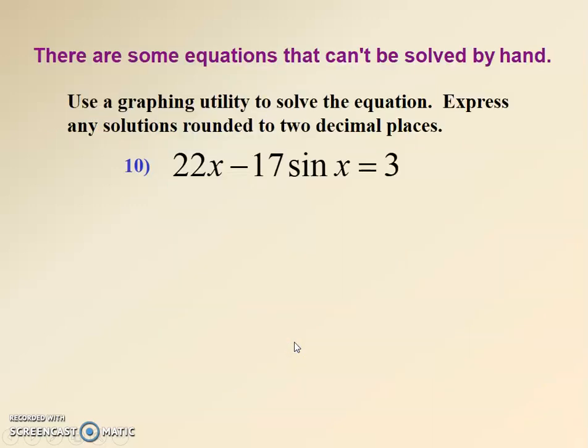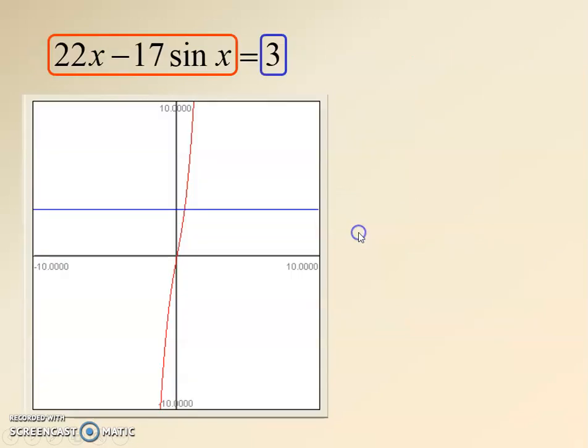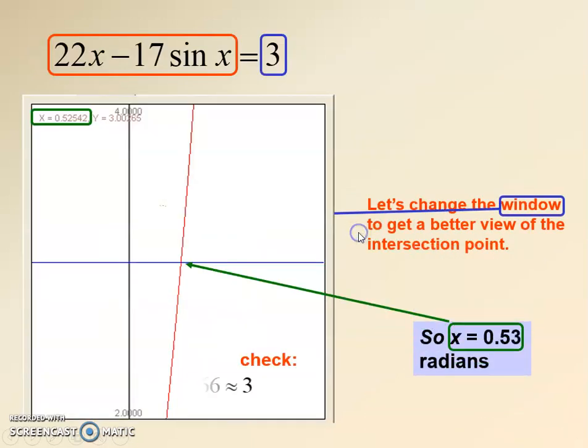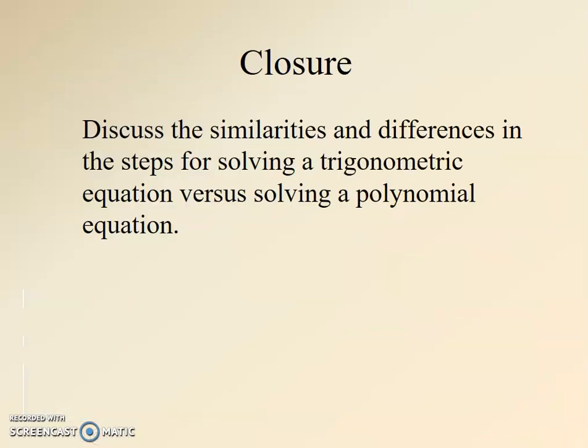All right, we'll go ahead and stop here. This is a calculator problem, so I'll explain how to do that in class. And that should be the end. All right.